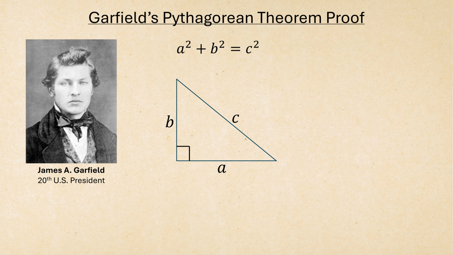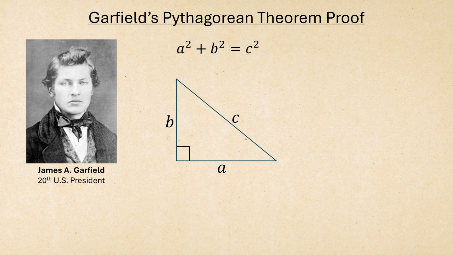Garfield himself only served as the US president for a few months in 1881 before dying from an infection after being tragically shot. But in his time as a politician, he advocated for using statistics to inform government policy, and he had a strong math background.